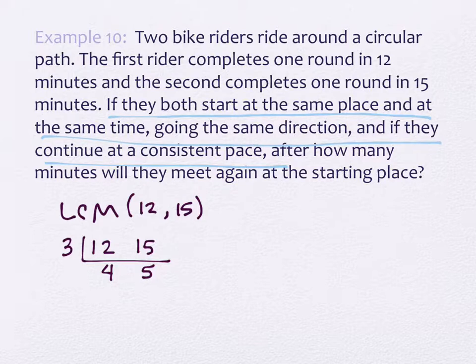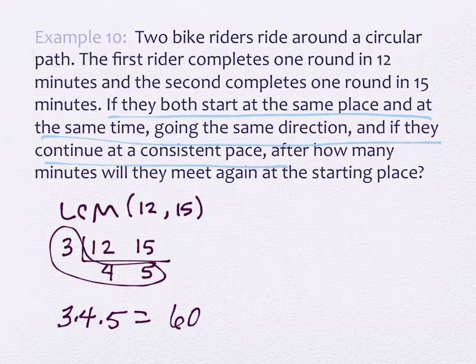And the way you find the LCM then is you multiply these 3 together. So 3 times 4 times 5, which would give me what? 60. Now, when we're working with context problems, typically they have units, and this one in fact did. This is 60 what? Minutes. So after 60 minutes, they both cross paths again at the starting point. Okay? Any questions on that one? All right.